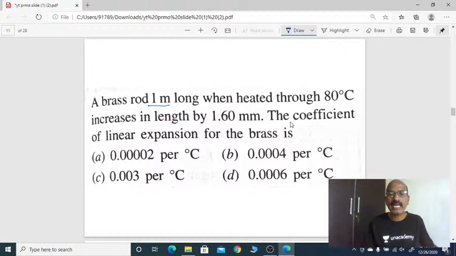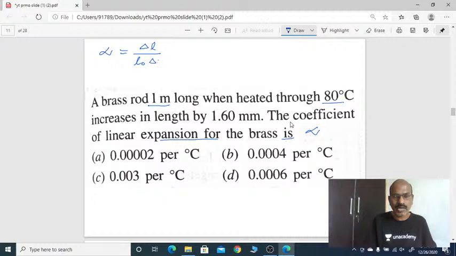The coefficient of linear expansion for the brass is, right? Original length is given, understand? So 1.60 mm is the increase in length, also given. Temperature is given, and coefficient of linear expansion, alpha, is the question. We all know the coefficient of linear expansion, alpha, equals increase in length by original length into rise in temperature, right? Now you can substitute all the values given.